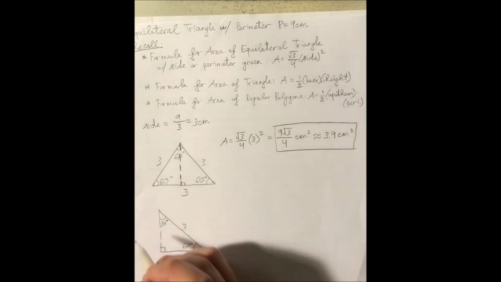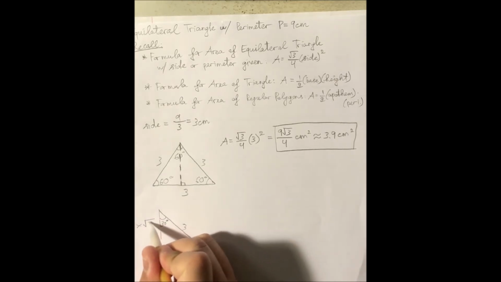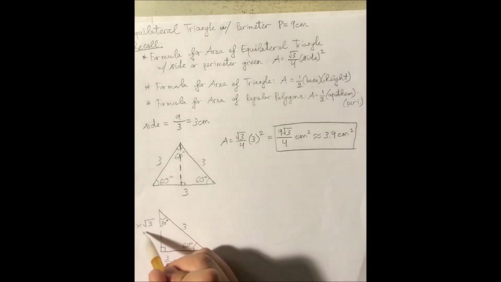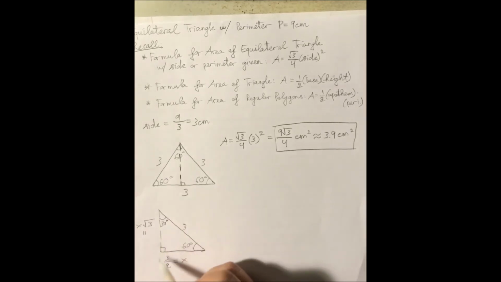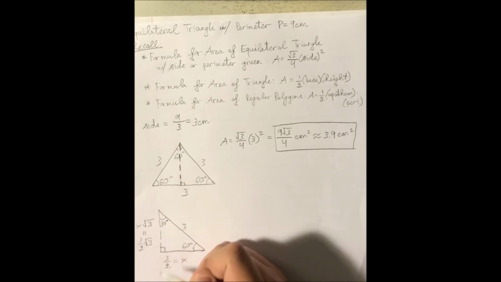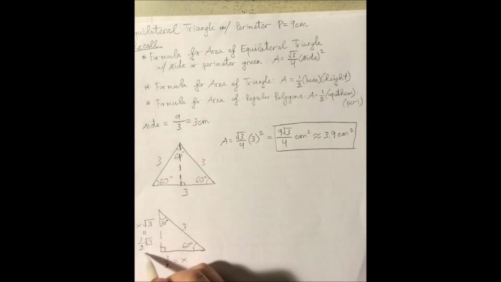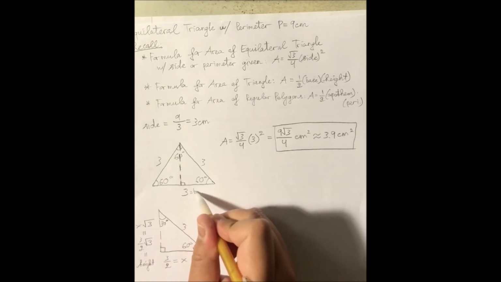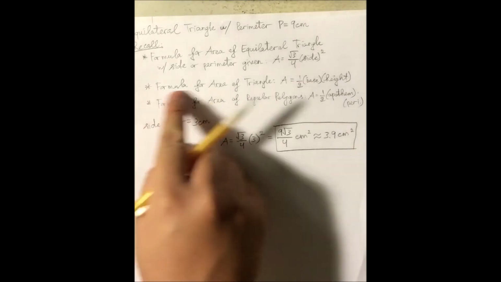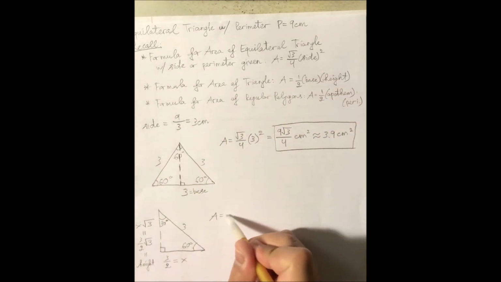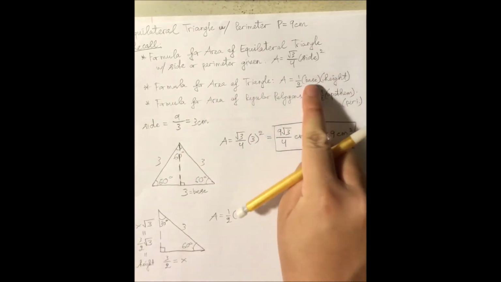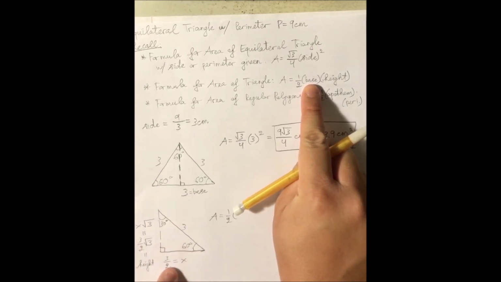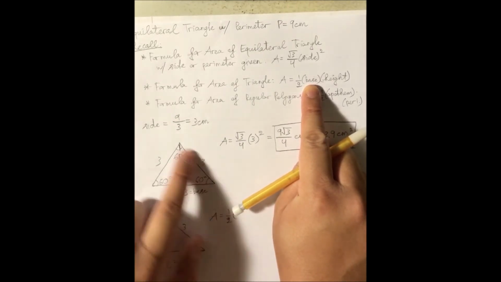Opposite to 60 degrees is X times square root of 3. But we know X is 3 over 2. So this dashed line right here, the long leg, is 3 over 2 times square root of 3. But that's the height of the triangle that we're trying to look for. So this is the height, and this right here is the base. Using the second formula, we have capital A equal to 1/2 multiplied by the base, which is 3 centimeters, not this base, this one, because we're trying to find the area of this entire triangle.